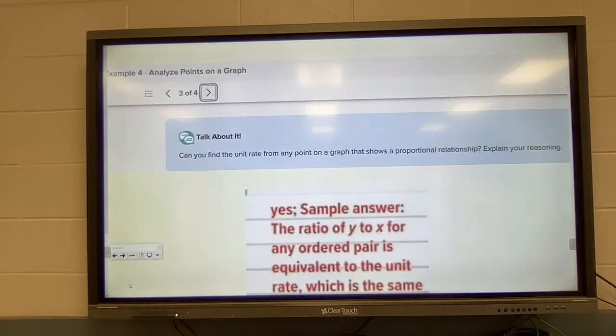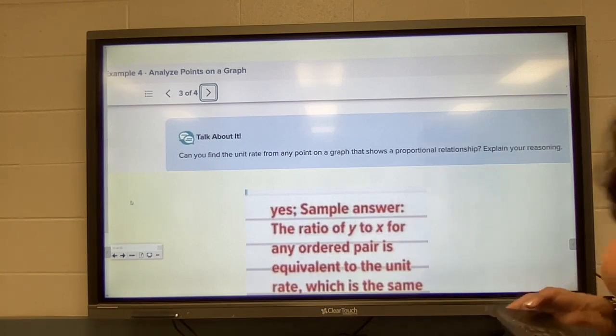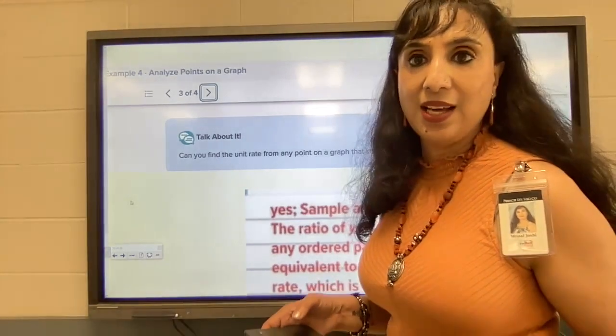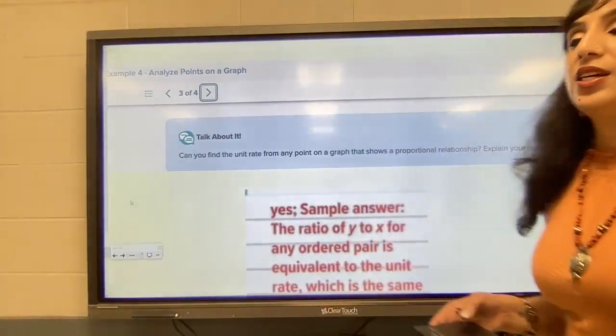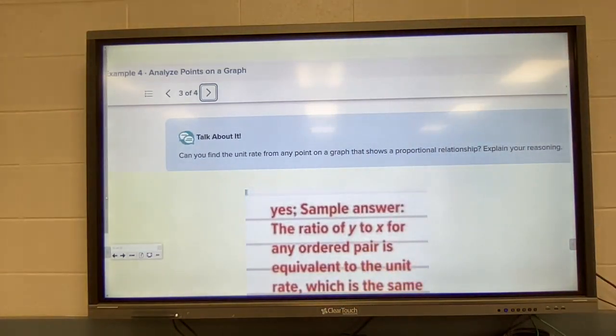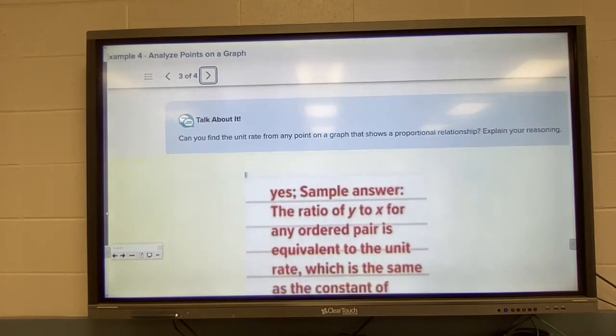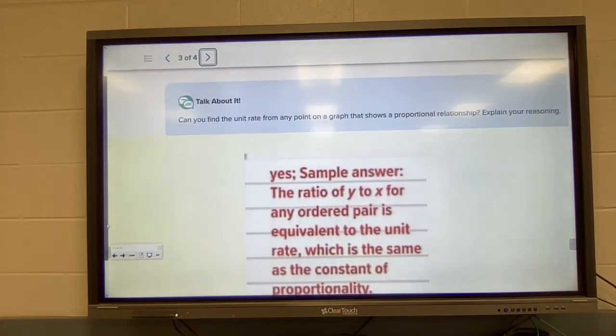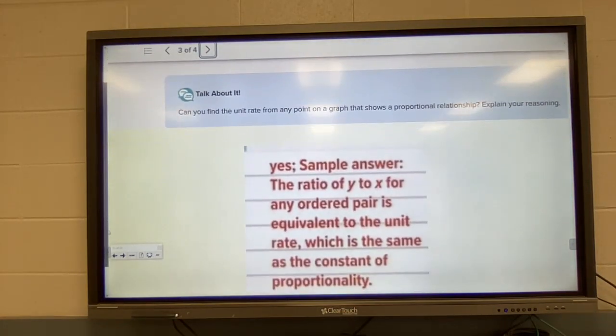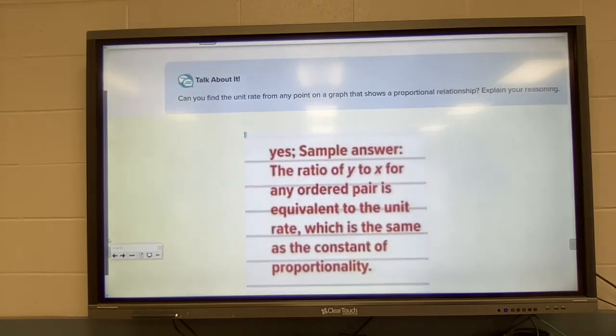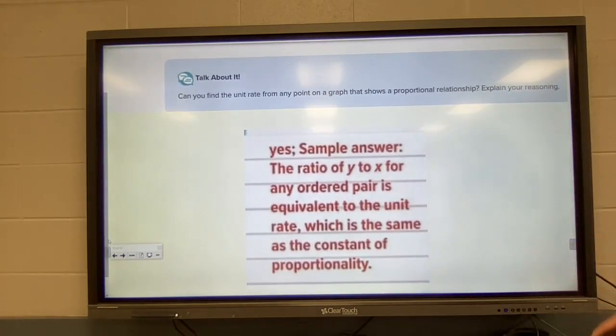Can you find the unit rate from any point on a graph that shows a proportional relationship? Explain your reasoning. All right, so definitely, when we divide the y by x, we are going to get the unit rate. Okay. And so the ratio of y to x for any ordered pair is equivalent to the unit rate, which is the same as the constant of proportionality. Okay.